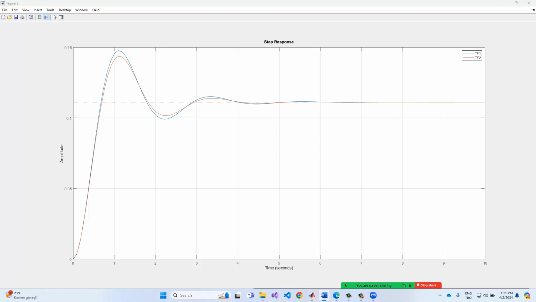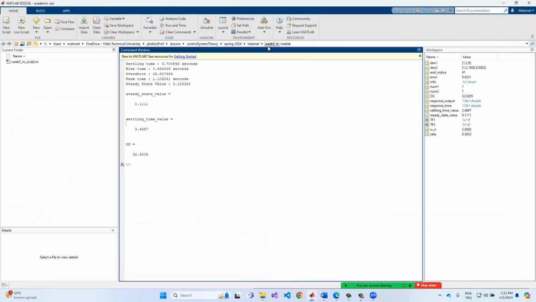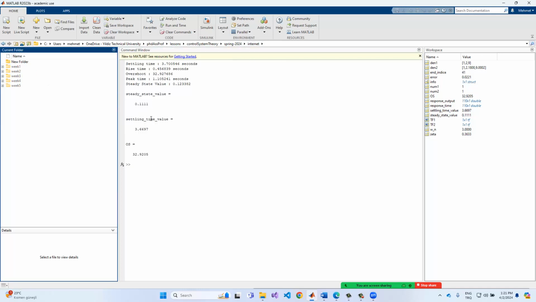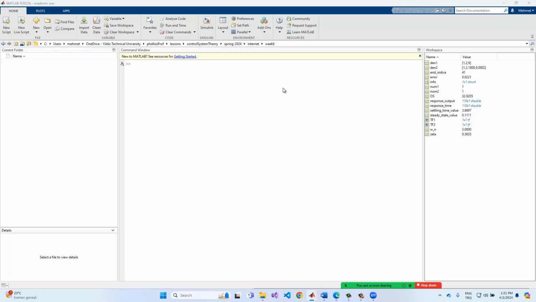And so we will continue with the stability examples here. Okay.